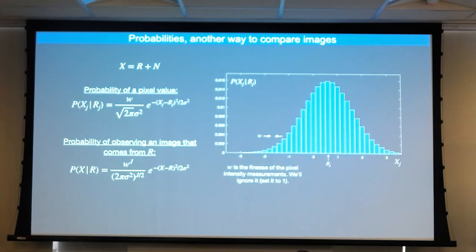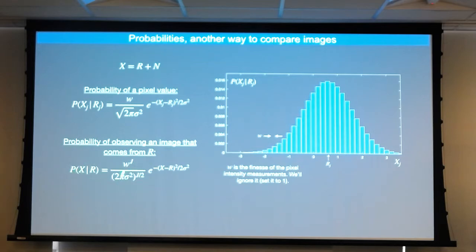And the probability of then observing the entire image, all I have to do is multiply these probabilities for each pixel. And because the noise, I'm assuming, is independent, that is, the counting statistics for one pixel on my detector are independent of the counting statistics for the next pixel, then all I have to do is take the product of this over all of the j's, and I get something that looks like this. I'll take every pixel in the image minus every pixel in the reference, square them, take the sum of the squares, and it gets divided by sigma squared, which is the variance of the noise. And here's my normalization. And this is now the product of these w's, this pixel measurement finesse, now raised to the jth power, where j is the total number of pixels.